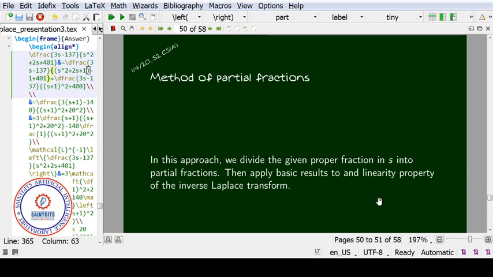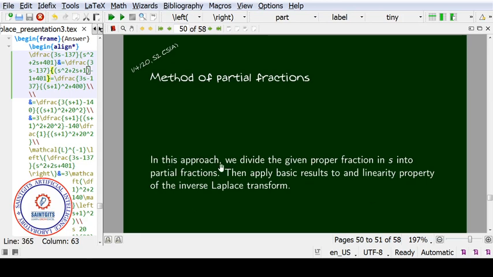The next is the method of partial fractions. This partial fraction method is a mathematical approach that tries to express a given proper fraction as a sum of simple fractions. That's all. We divide, or we split, a proper fraction into a sum of simple fractions.